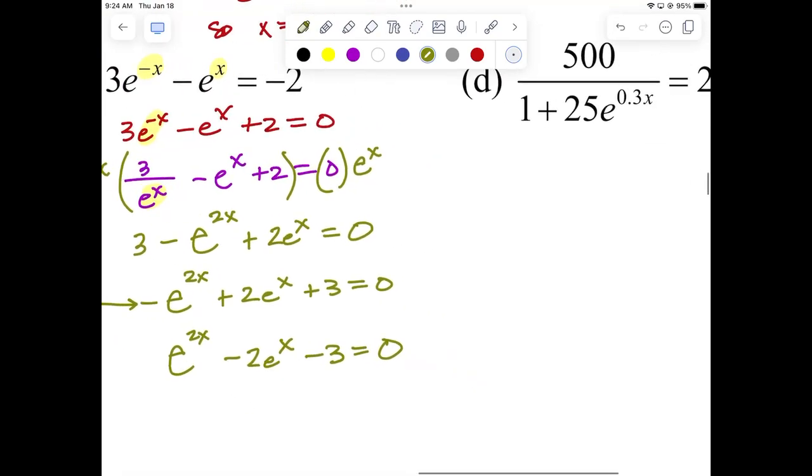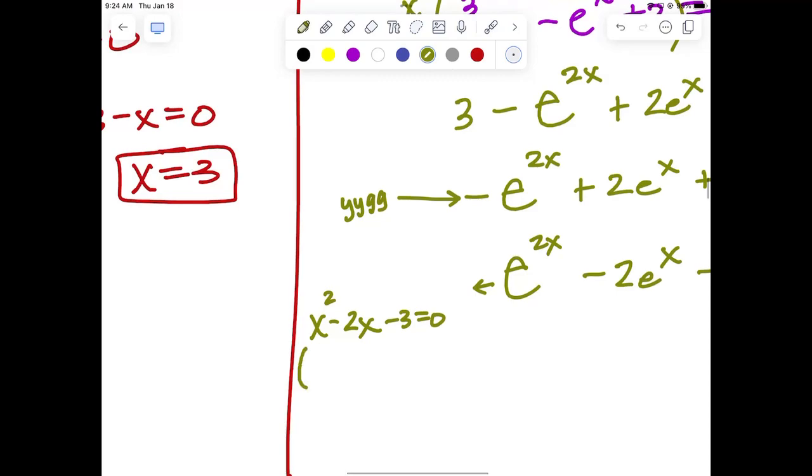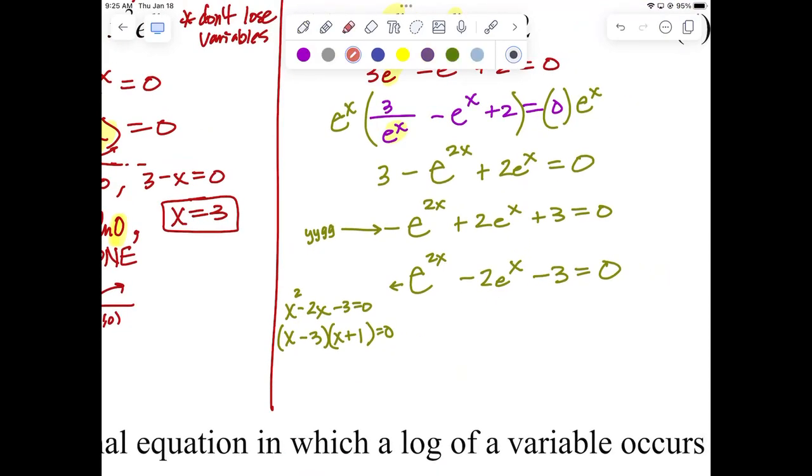Now here's what's cool. Watch this. Off to the side here, what if this were actually just x squared minus 2x minus 3 equaling 0? We could factor that, right? We could double bubble that. It would be x, and then it would be -3 and plus 1. Yes? Okay, this right here is written in quadratic form. As long as you have a squared quantity for the larger exponent and a non-squared quantity for the smaller exponent, you can write it in quadratic form.